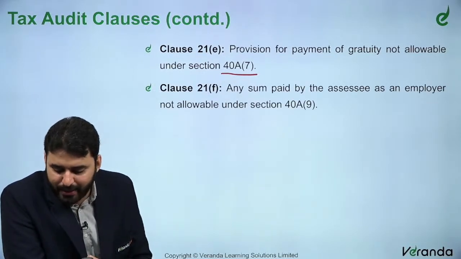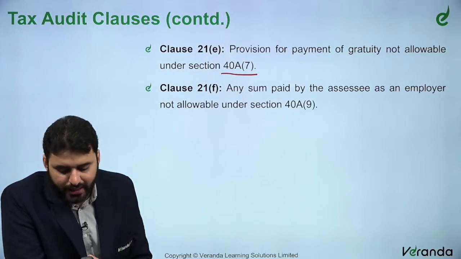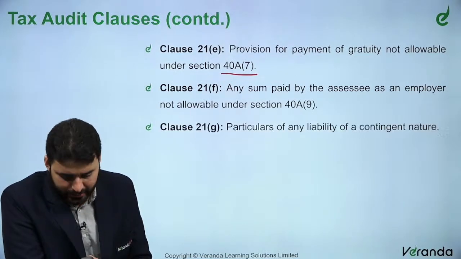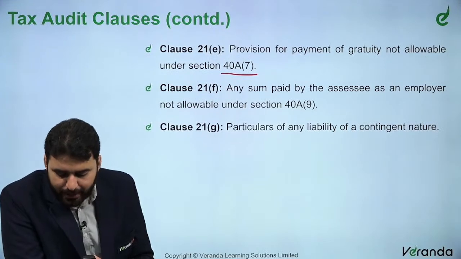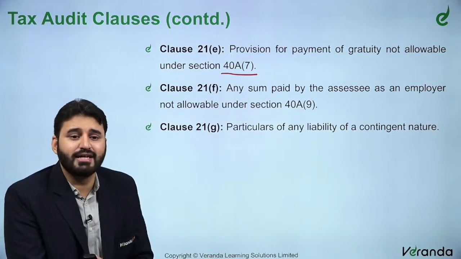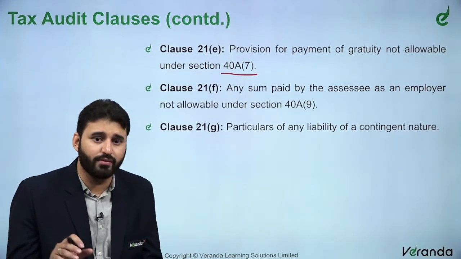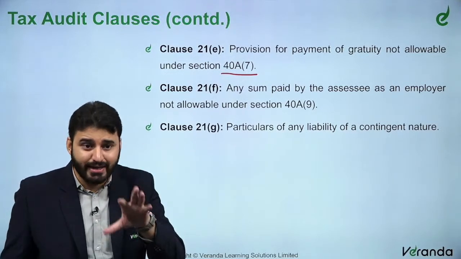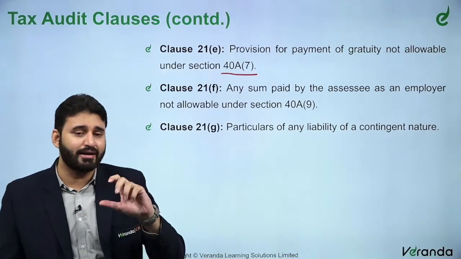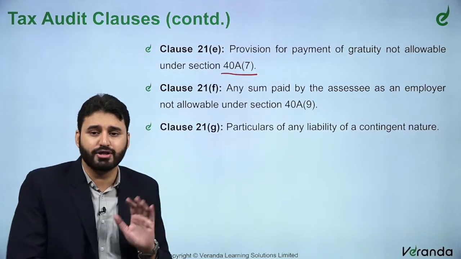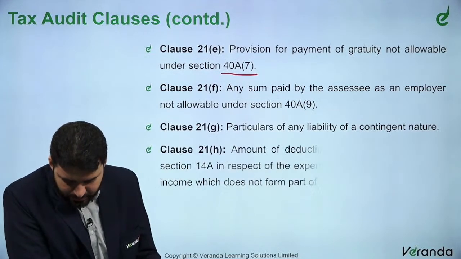21F, any sum paid by the SSC as an employer not allowable under section 40A clause 9. Clause 21G, particulars of a liability of a contingent nature which is taken to the P&L. So if it is a liability of a contingent nature, not going to happen, that may be disallowed for the purpose of computation under the Income Tax Act.